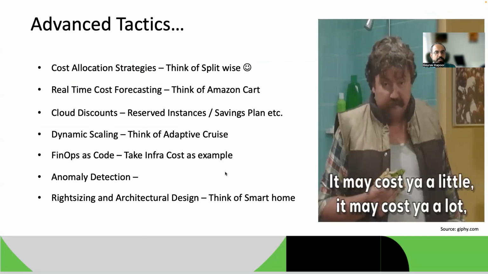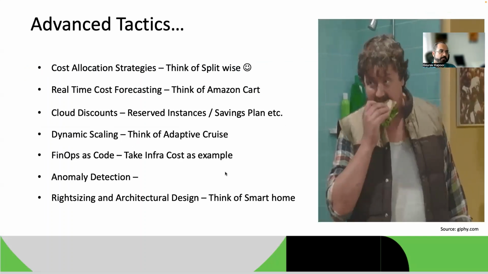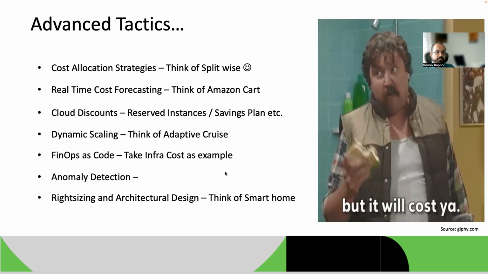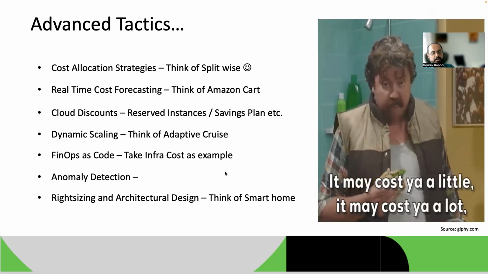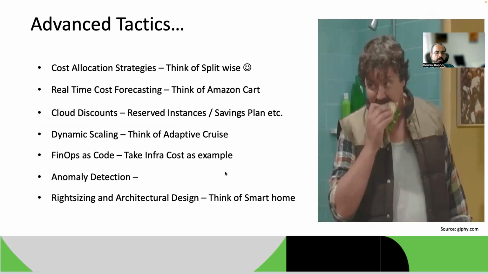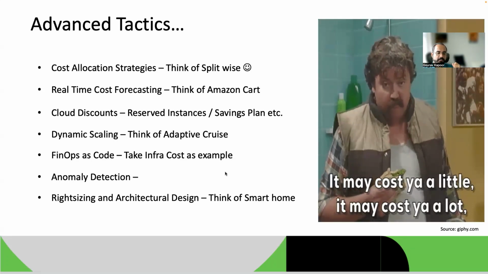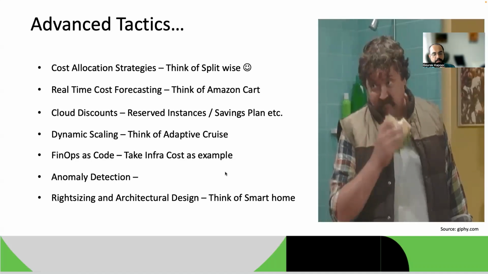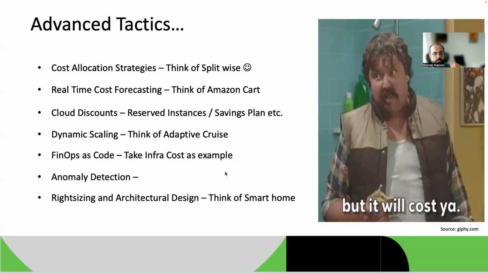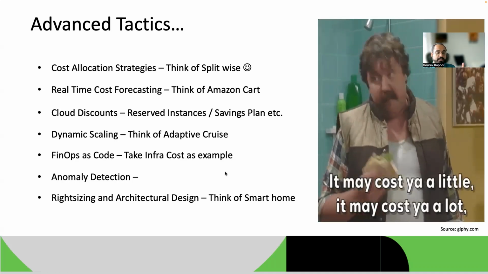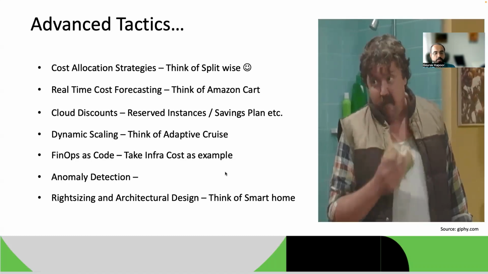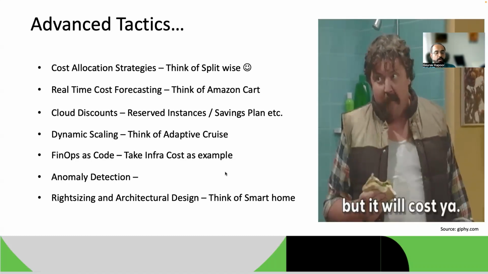If we look at some of the advanced tactics here, these are some of the strategies, as I said. FinOps talks about a few things at a very high level. If you understand the FinOps framework, it says inform, optimize, and operationalize. The inform phase says that you bring visibility. This is what I'm talking about, cost allocation strategies. We need to understand who owns what portion of the cost. Where is this cost going?